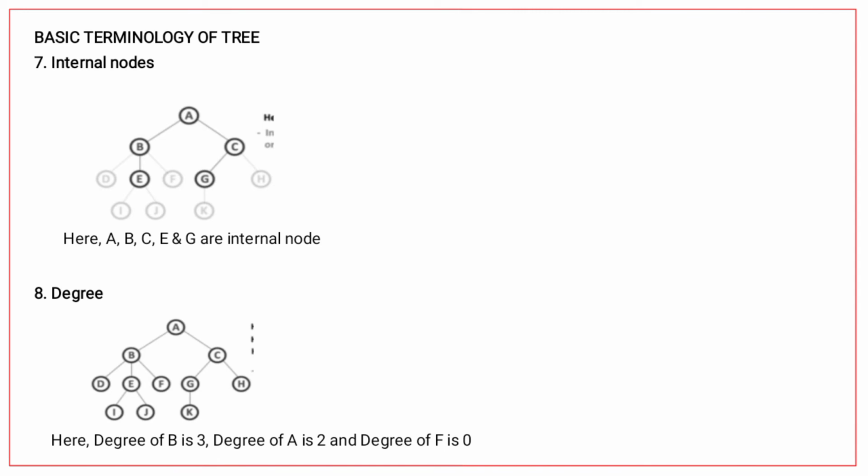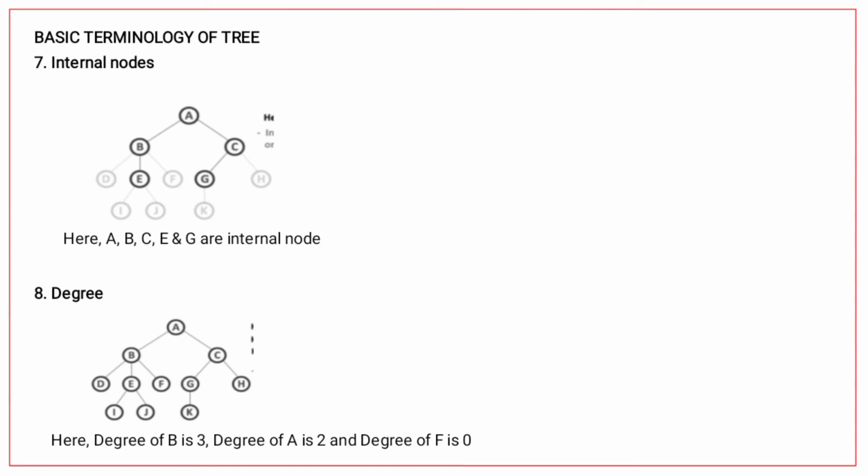Next, internal nodes. In a tree, the node which has at least one child is called an internal node. It can also be defined as every non-leaf node is called an internal node. Internal nodes are also called non-terminal nodes. See the figure. Here, A, B, C, E and G are internal nodes.